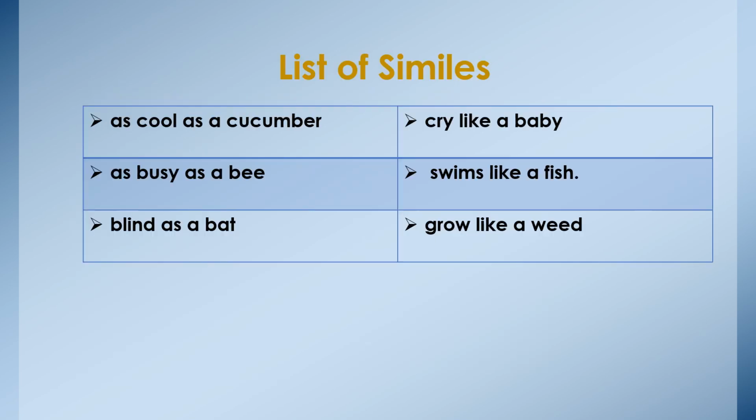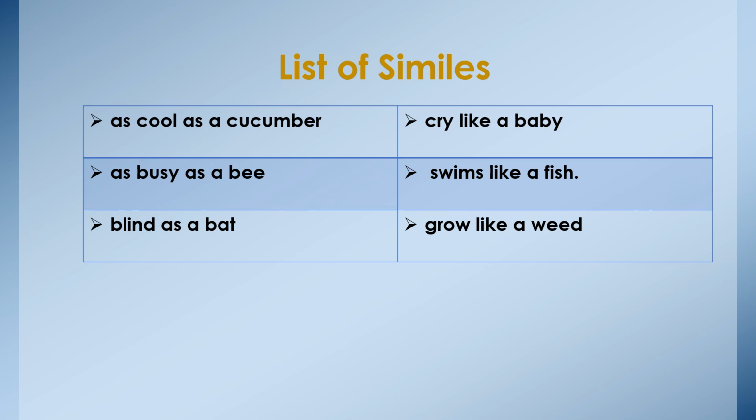Now that we have seen how similes work, let us look at this list of few similes and interpret their meanings. I'll be reading out these similes, tell you their meanings, as well as the usage of these similes in sentences. As cool as a cucumber. This simile refers to a person who is very calm with no worries and is not affected by any pressure.